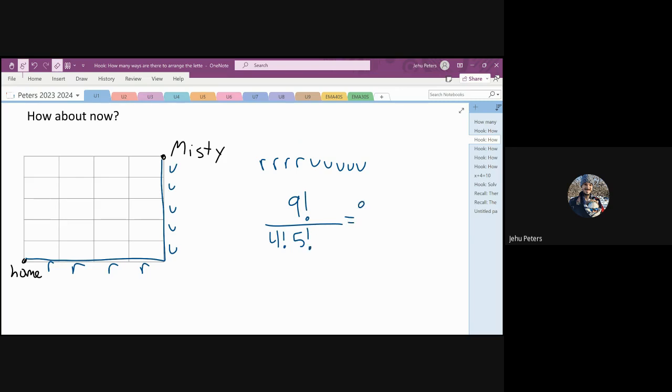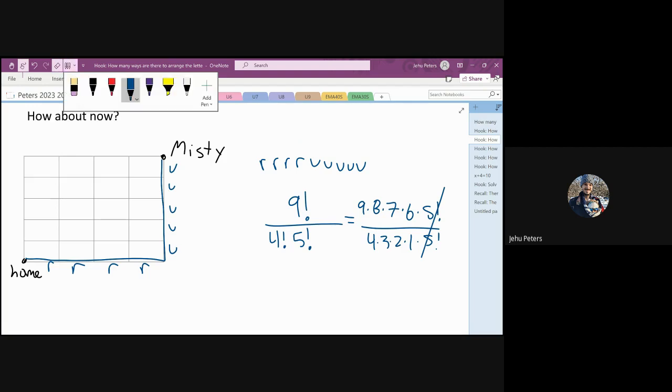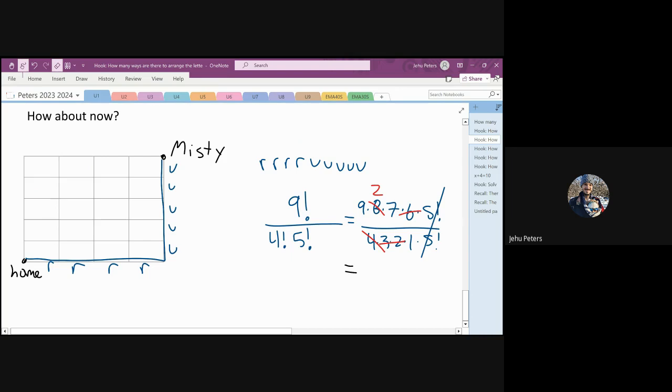We could write this out as 9 times 8 times 7 times 6 times 5 factorial over 4 times 3 times 2 times 1 times 5 factorial. Cancel the factorials. And then we can do a little bit of extra cancellation. 2 and 3 make 6. And the 4 will go into the 8, leaving a 2 left over. So that means we have 9 times 7, 63, and then times a 2 will be 126. So there are 126 possible paths.